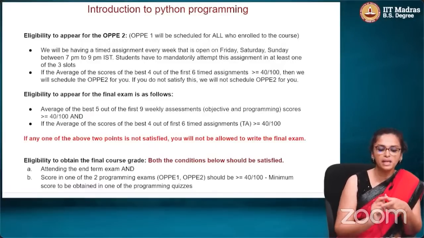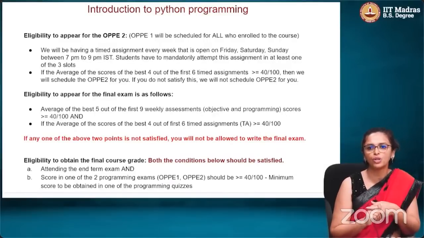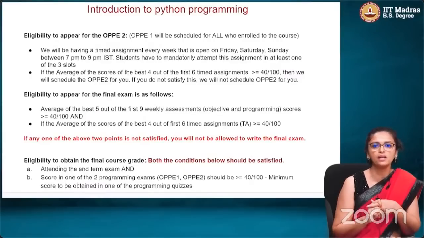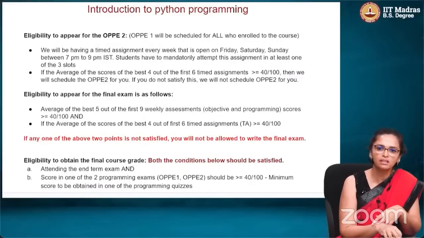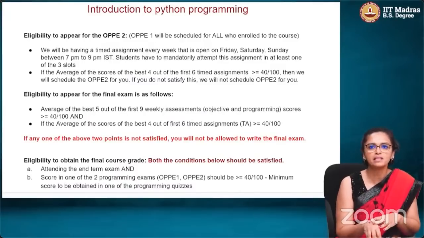Okay. So, for eligibility for the final course grade, you can see attending the end term exam, like we said, is mandatory. Score in one of the two OPPEs should be greater than 40 out of 100. Otherwise, you will not get a pass grade. So, we are ensuring in the Python course that you know the theory part well, but you also know how to write a program and you are able to pass the programming exam. So, I hope this is clear. Go through the grading document if you have any doubts. If you have any further questions, you can ask the instructors or you can ask on the discourse forum and the team will reply to you.